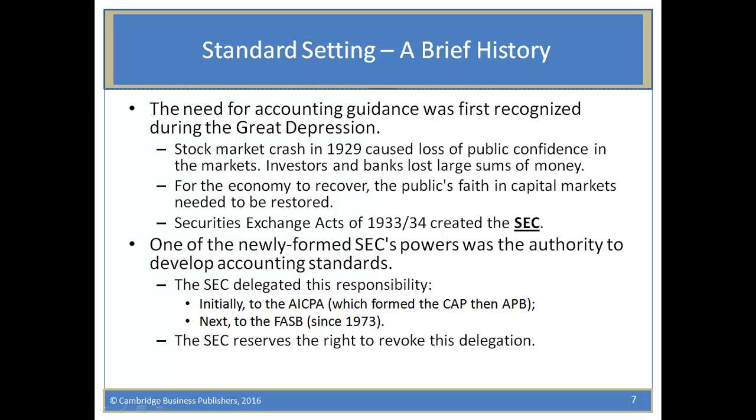The Securities and Exchange Acts of 1933-1934 created the SEC. One of the newly formed SEC powers was the authority to develop accounting standards. The SEC delegated this responsibility initially to the AICPA, which formed the committees, the CAP, and then formed the APB, and then next the SEC delegated this responsibility to the FASB. The SEC reserves the right to revoke the delegation.